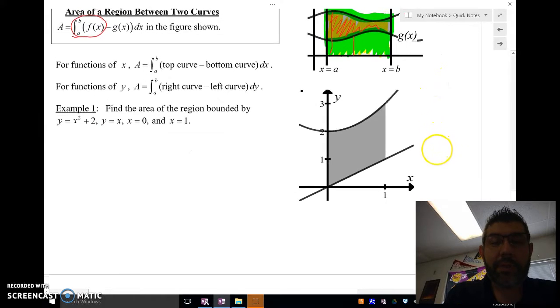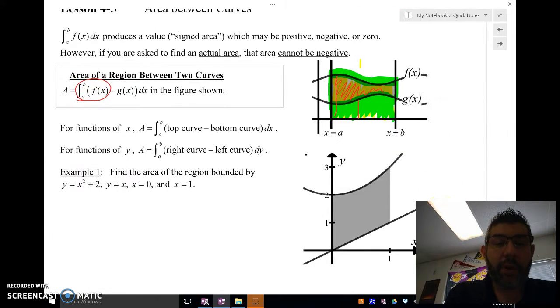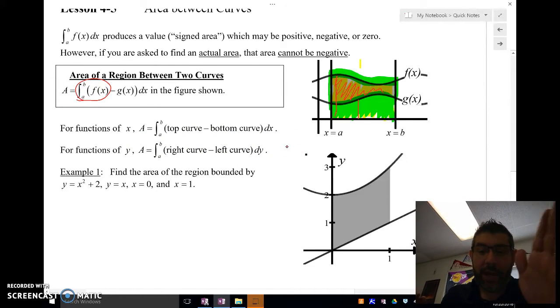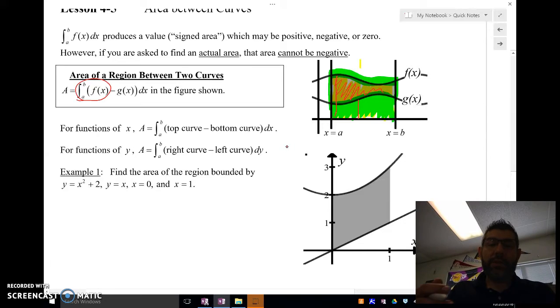Sometimes we have to use dy, so we're going to go up and down instead of left and right. I'll show you an example of when we do that in just a second. The basic idea that you need to make sure you remember is that you always go top curve minus bottom curve. So whatever's up here, the bigger curve, the one that's above the other one, minus the bottom one. Or if you're going with dy, you go right curve minus left curve.